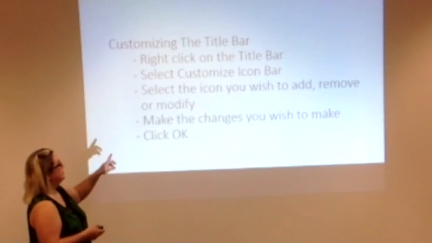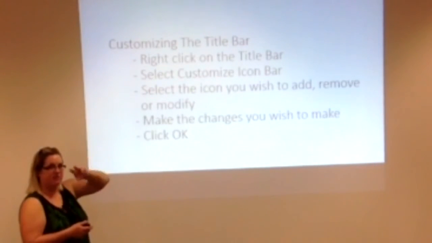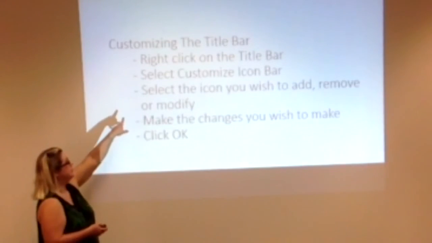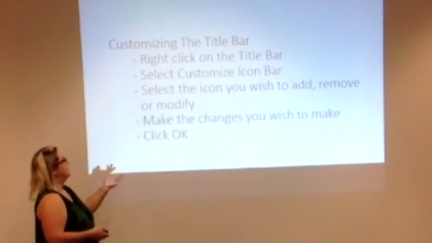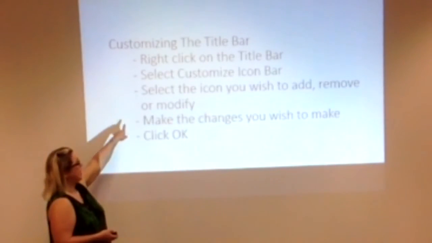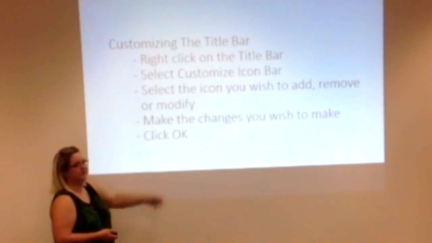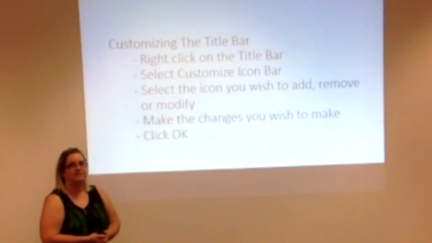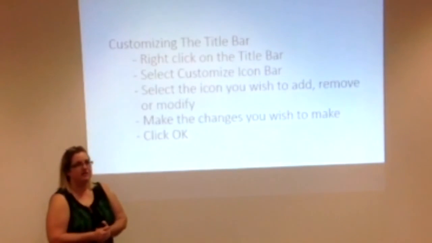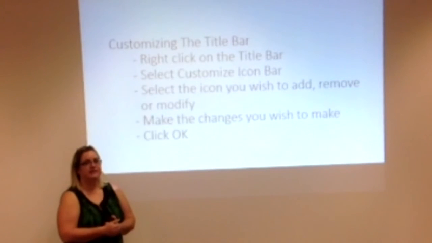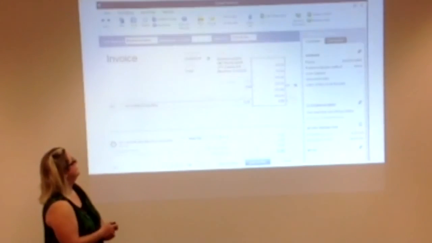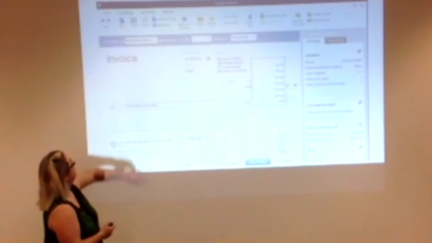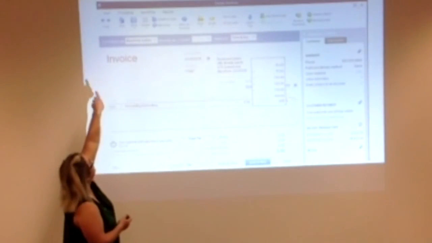To change that, you right-click anywhere on the title bar and select Customize. I should have put a picture on here. You select the icon that you want to add, remove, or modify, and then you just hit OK. They put a lot of things on that title bar that you don't really ever use, because they want you to click on it and then buy their stuff. So I just take it all off. So there's the title bar up there.